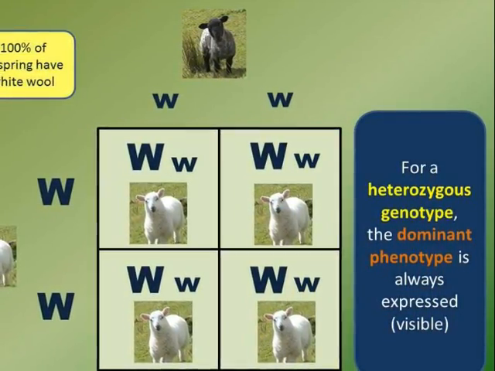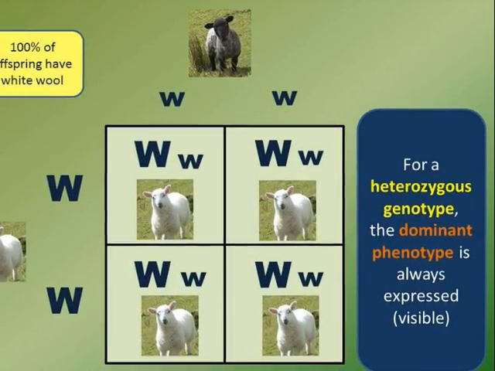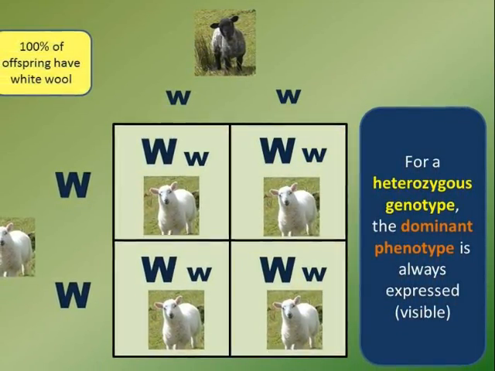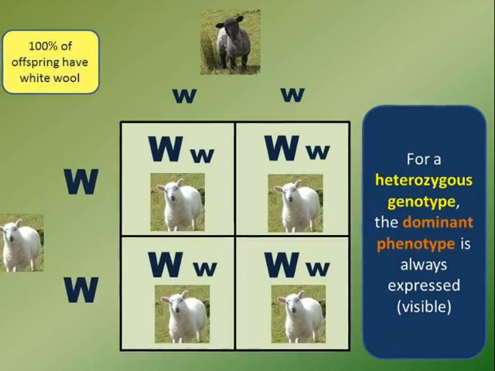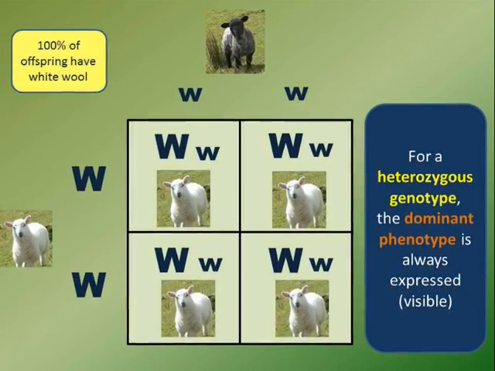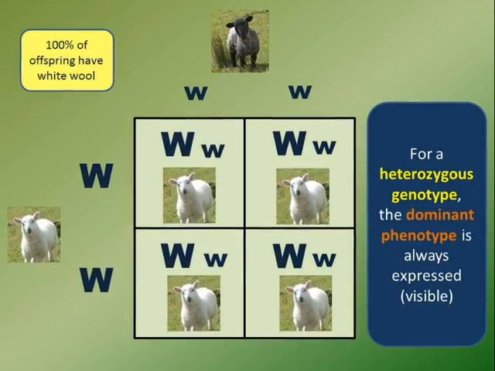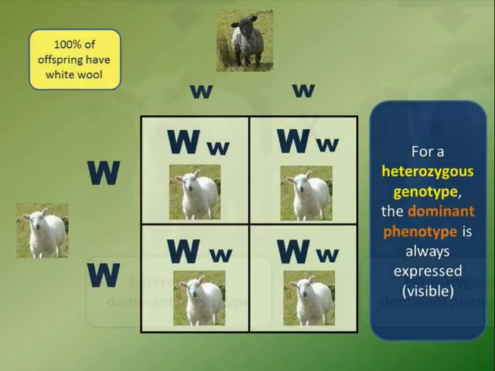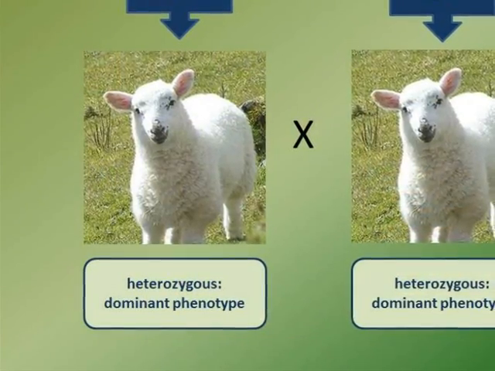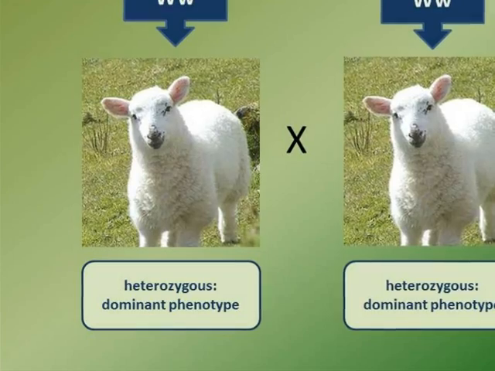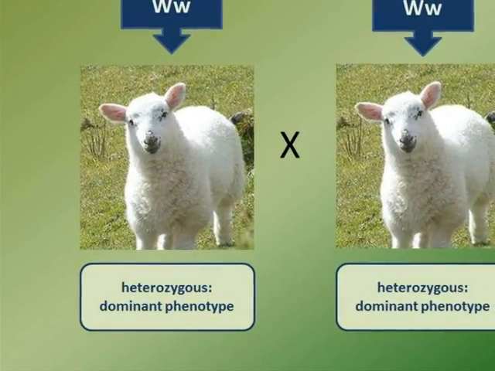Also, we can see from the results of our cross that all offspring from these 2 sheep will be heterozygous, so there is no chance of producing a black sheep from this cross, even though the mother had black wool. So where did the black wool gene go? Can we ever get more black sheep? Wow, you have great questions. Let's find out what happens if we cross heterozygous sheep.